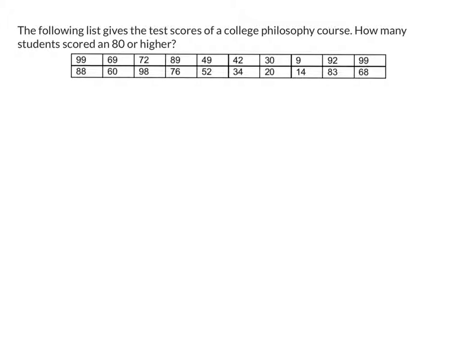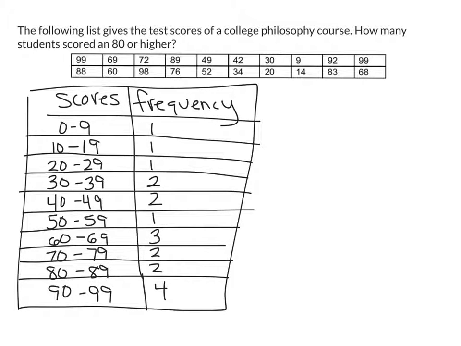The following list gives the test scores of a college philosophy course. How many students scored an 80 or higher? We'll use the frequency distribution that we just created to answer this question. We want to identify the number of students that scored an 80 or higher. So that means that we're going to look at these last two groups, since we have 80 to 89 and 90 to 99.